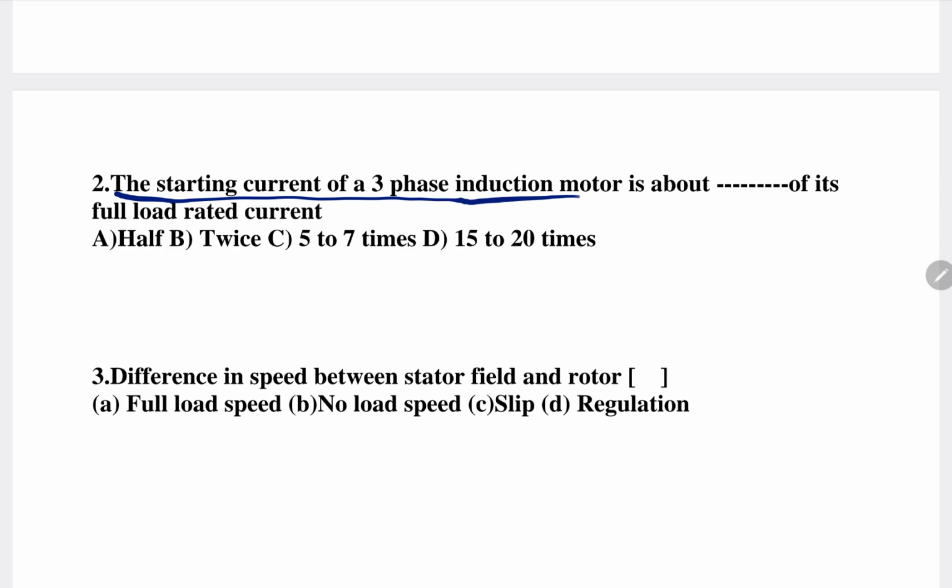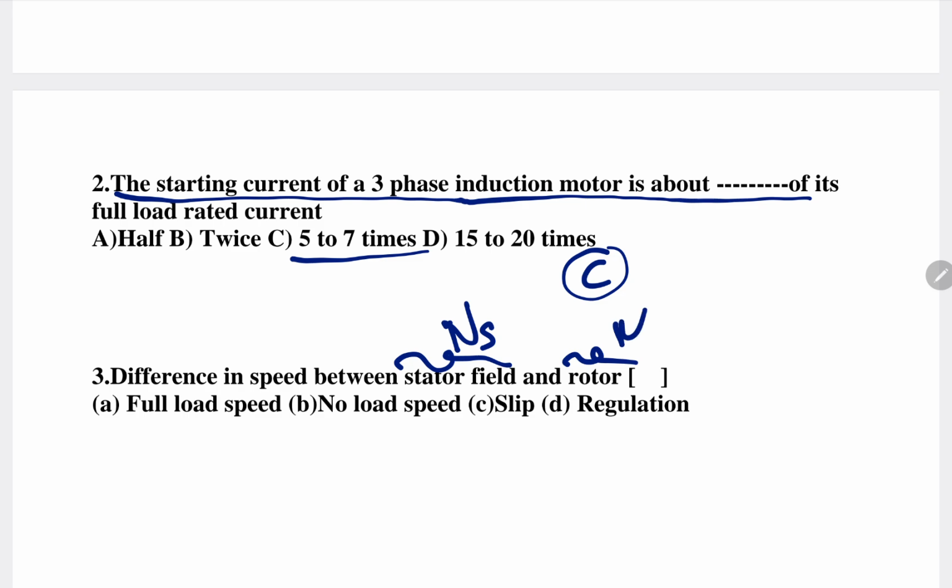Starting current of three-phase induction motor is going to be large, because in the three-phase induction motor at start there is no back EMF, so it would be 5 to 7 times. Answer is C. The difference in speed between stator field and rotor. Stator field is ns and rotor speed is n. So the difference between ns and n is nothing but what? Slip.